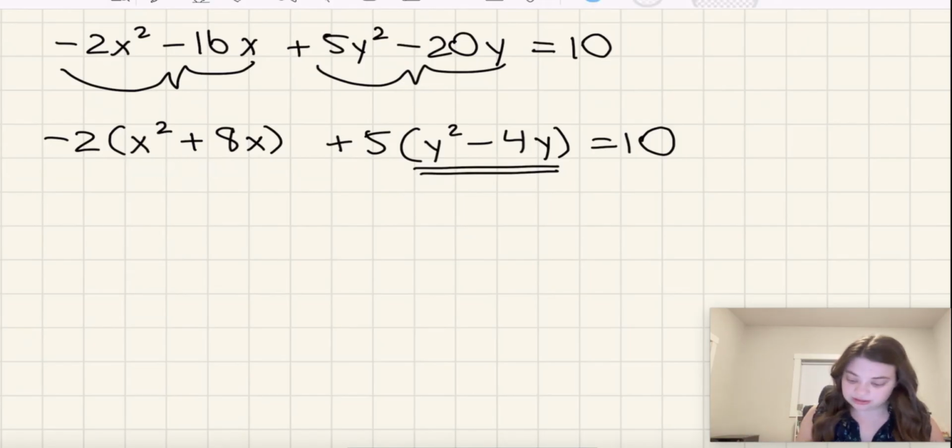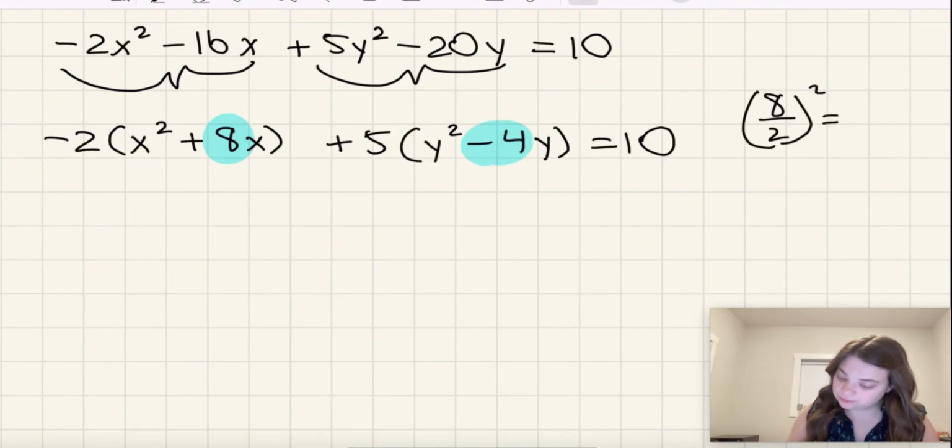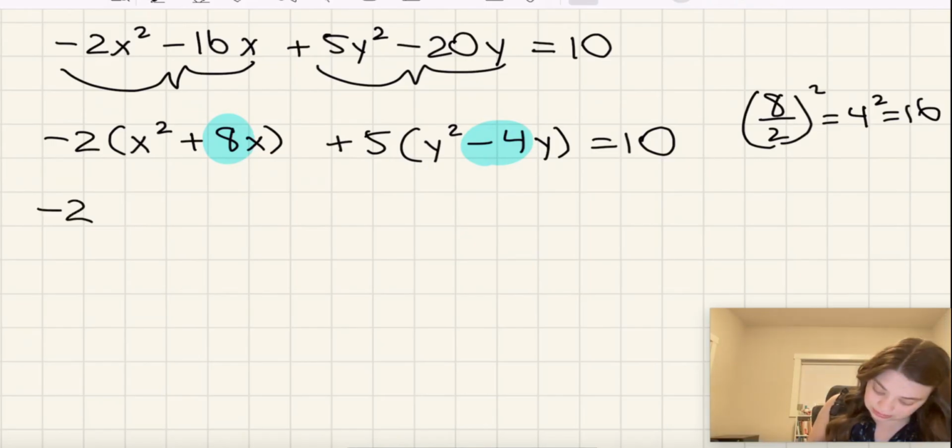Okay, so I'm going to highlight which numbers we have to do that to. We have to do that to 8 because that is the non-leading coefficient of what we have now that we have done that factoring, and same with -4. So let's first do it with 8. We have to divide it by 2 and then square it. So 8 divided by 2 squared is equal to 4 squared, which is equal to 16. That means we need to add and subtract 16 in these brackets. So let's do that. -2 times x squared plus 8x plus 16 minus 16.